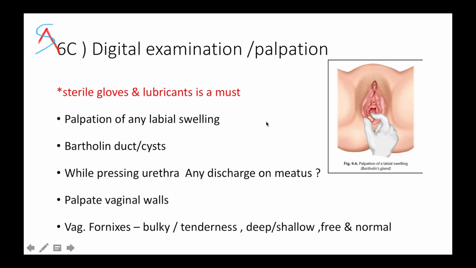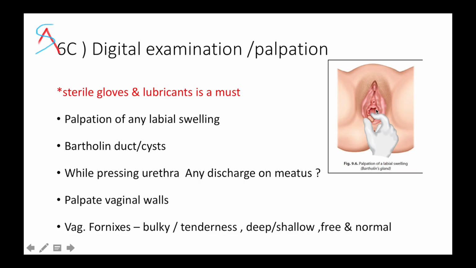Then you have to do digital examination. Make sure you have sterile gloves. You must use lubricant. Palpate if there is any swelling like Bartholin duct cyst. Generally, Bartholin glands won't be palpable unless they are inflamed. You have to compress the urethra from upward to downward direction. Look if any discharge is there.